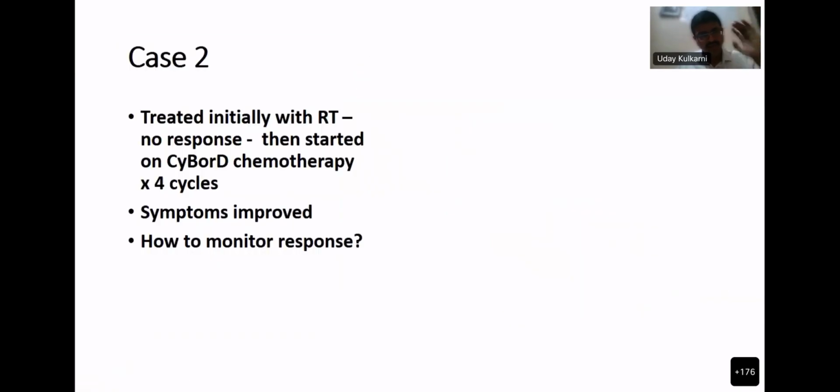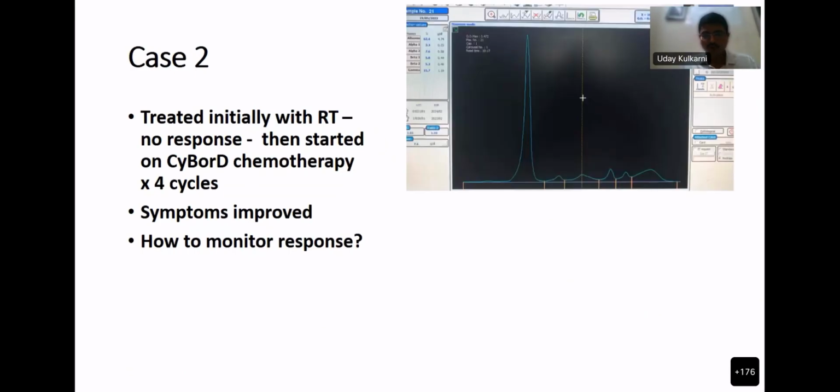Because he had a single lesion, we treated him initially with radiotherapy. There was no response, and following that, we started him on chemotherapy. We gave him 4 cycles of chemotherapy. With that, his symptoms improved. The neuropathy improved; initially he had severe symptoms, and all those symptoms improved. So we repeated the M-band.